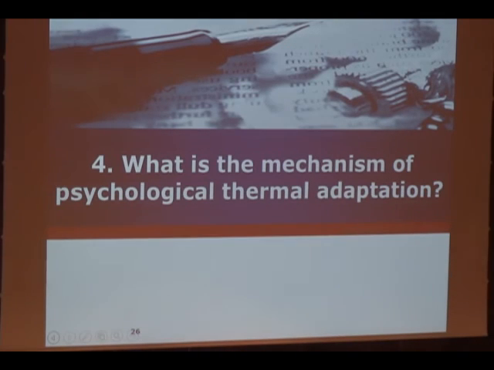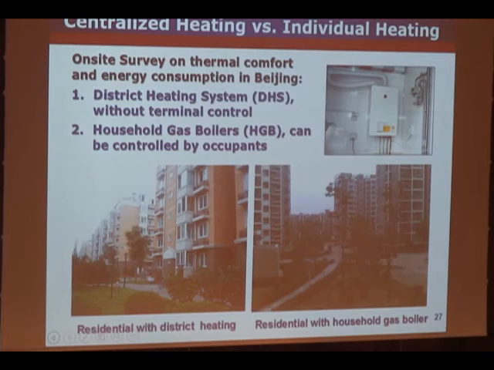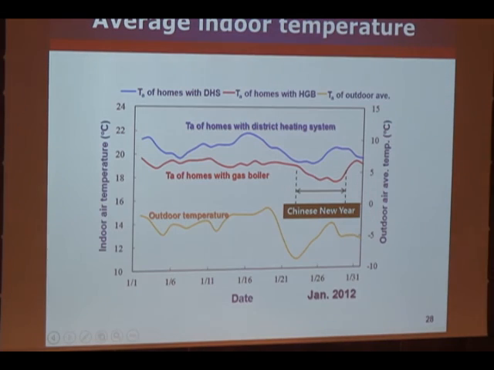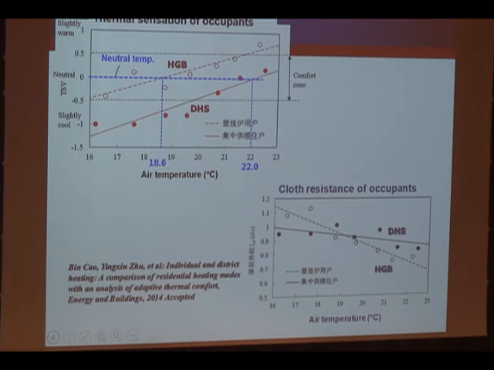Okay, the final problem is, what is the mechanism of psychological thermal adaptation? We did an on-site investigation of central control and individual control for heating. With central control heating, the occupants have no chance to control it by themselves. Although the indoor temperature of the central system is higher and in individual control is lower, the vote is different. At the same temperature, with individual control, the vote is always higher than with the district heating system.